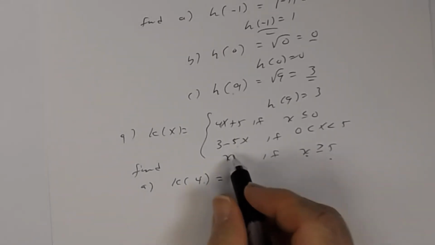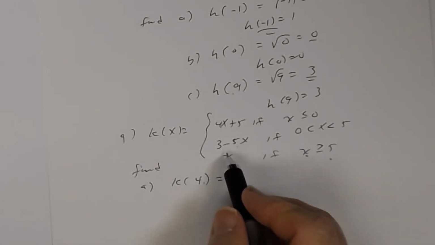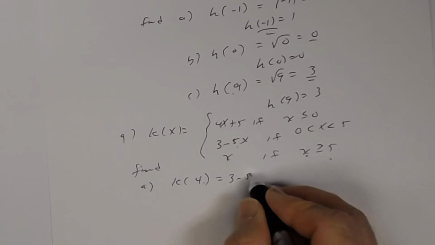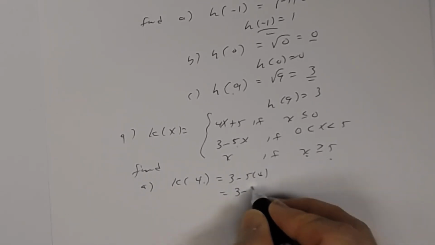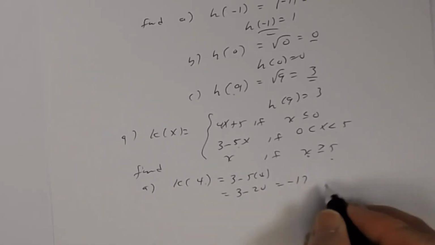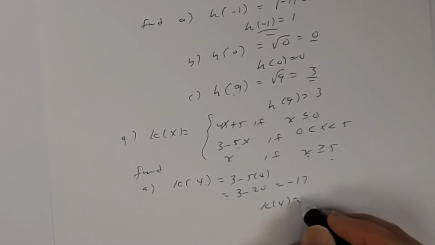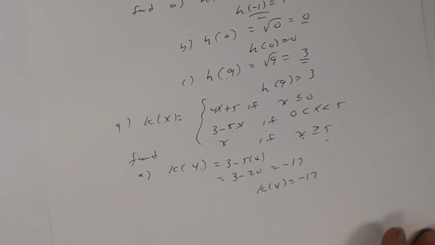So k of 4 then, where we see the variable x, you're going to substitute 4. So it becomes 3 minus 5 times 4. So that'll be 3 minus 20, which is a negative 17. So k of 4 equals a negative 17.